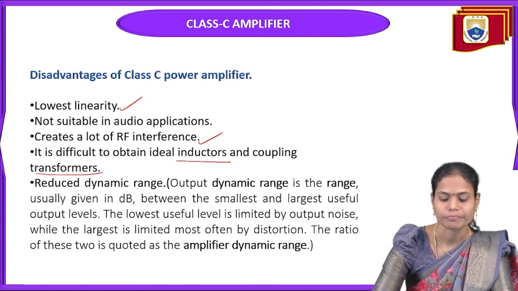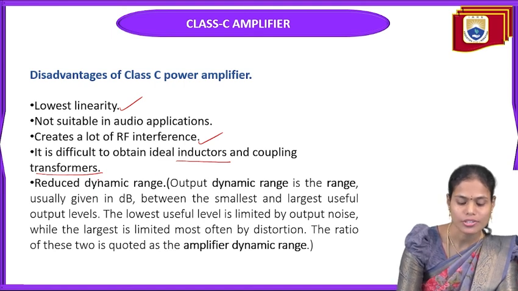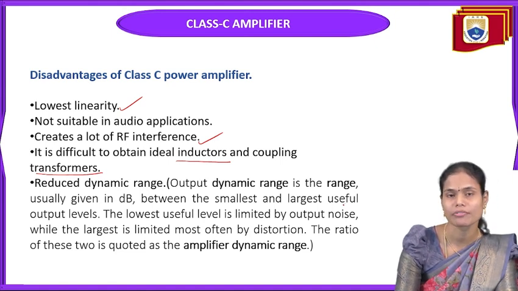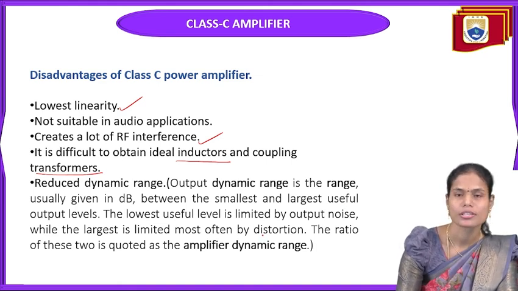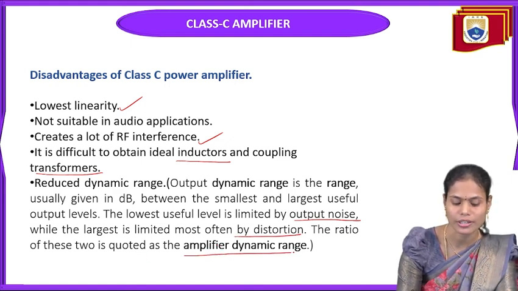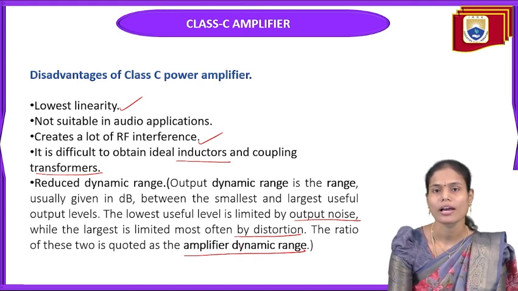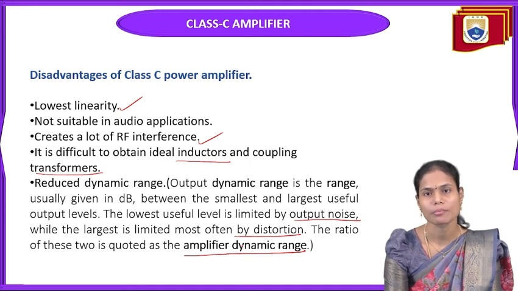reduced dynamic range here. Output dynamic range is the range, given in dB, between the smallest and largest usable output levels that we measure. The lowest useful level is limited by the output noise, and the largest is limited mostly by the distortion. The ratio of these two is quoted as the amplifier dynamic range. So the overall amplifier dynamic range is reduced due to the noise as well as distortion in the circuit.